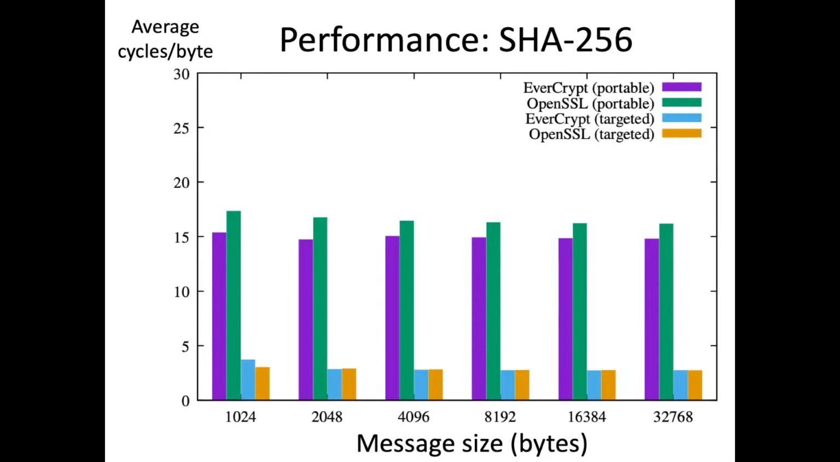The blue and orange bars show targeted implementations. That is, both the EverCrypt and OpenSSL implementations are using handwritten assembly that exploits Intel's SHA acceleration instructions. We can see that both implementations provide equivalent performance, and they noticeably outperform the portable versions, showing the advantages of targeted implementations.